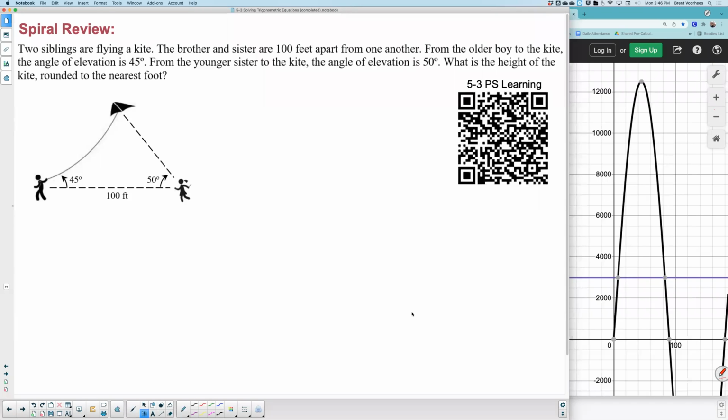All right, spiral review. Let's finish this ACP question here. It says 2 siblings are flying a kite. The brother and sister are 100 feet apart, shown here, from one another. The older boy to the kite, there's an angle of elevation of 45 degrees. From the younger sister to the kite, there's an angle of elevation of 50 degrees. What is the height of the kite rounded to the nearest foot?